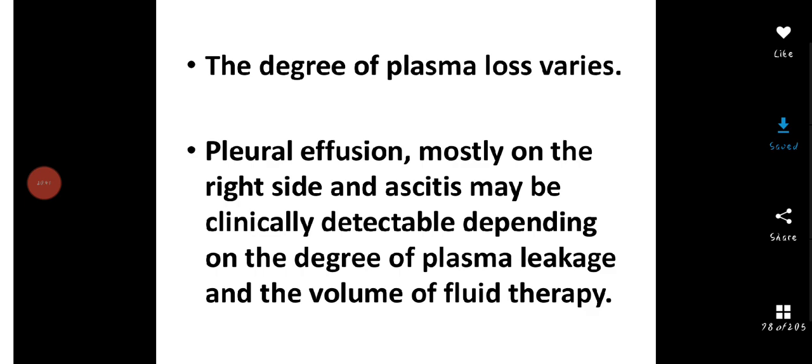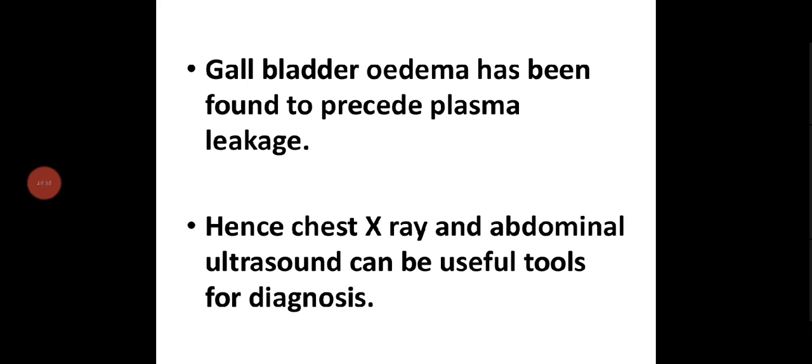The degree of plasma loss varies. Pleural effusion will be there, mostly on the right side, and ascites may be clinically detectable depending on the degree of plasma leakage and the volume of fluid therapy. Okay? Based on the fluid therapy and the plasma leakage, you can see the ascites and the pleural effusion. Gallbladder edema has been found to precede plasma leakage. Hence, chest X-ray and abdominal ultrasound can be useful tools for the diagnosis to check the edema.